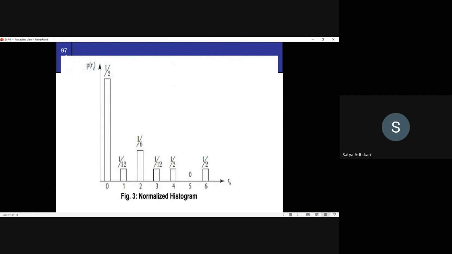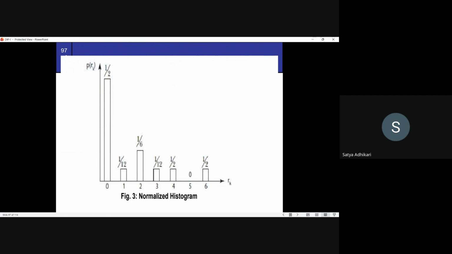So you see it is taller. 3 is 1 by 12. 4 is also 1 by 2, sorry, 1 by 12. Mistakenly it is written 1 by 2, it is 1 by 12. And 6 is also 1 by 12. That is 1, 3, 4, 6 are all 1 by 12. Only the first value 0 has 1 by 2. That is, 0 occurs 6 times out of 12, so 6 by 12. It contains half of the image.